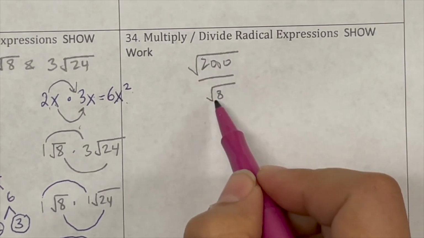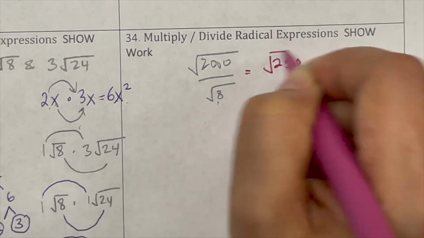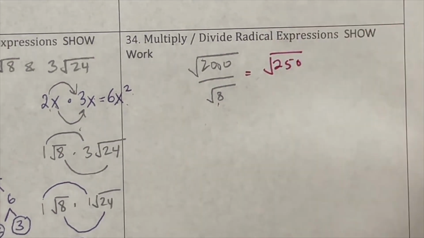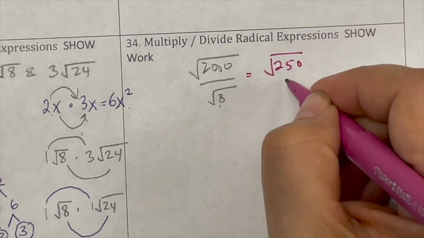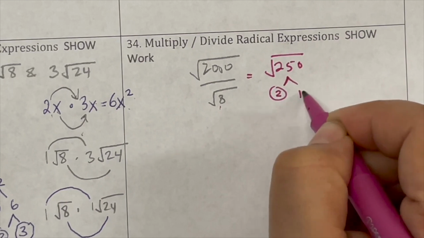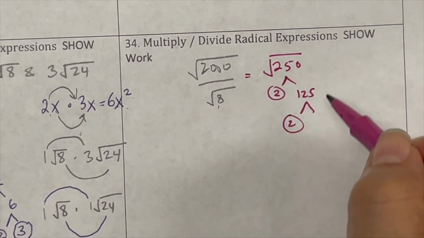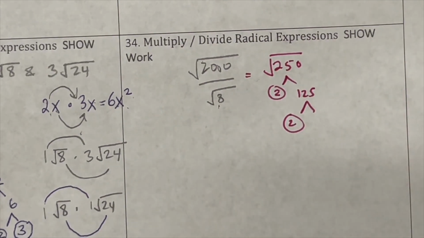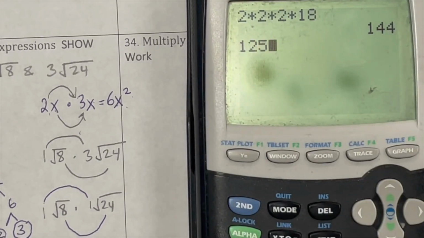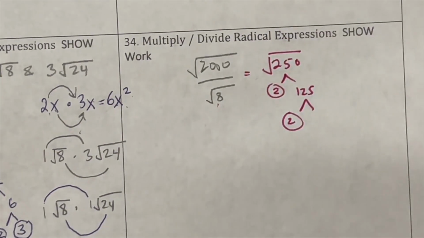So 2,000 divided by 8 is going to give me 250. And then, again, after you divide, you simplify, right? So I've divided, now I just simplify. So 2 goes in 250, 125 times. 2 goes into 125. It doesn't. 3 doesn't. So again, you just go 125 divided by 2. Decimal, so that doesn't work. 125 divided by 3. Decimal doesn't work. 125 divided by 5. 25. All right, so 2.